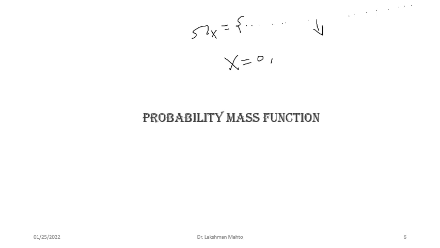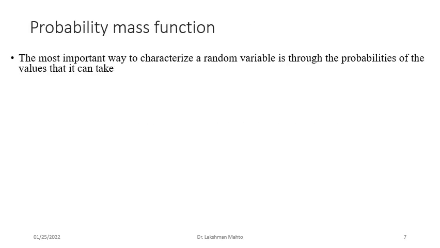If we visualize those as point masses, then each point mass has a probability. What is that probability? In that process we get a distribution of probability, which we call the probability mass function: the probability of observing each value of x. We are going to define it this way. The most important way to characterize a random variable is through the probabilities of the observed values of x that it takes. Those values are taken by the corresponding discrete random variable x.